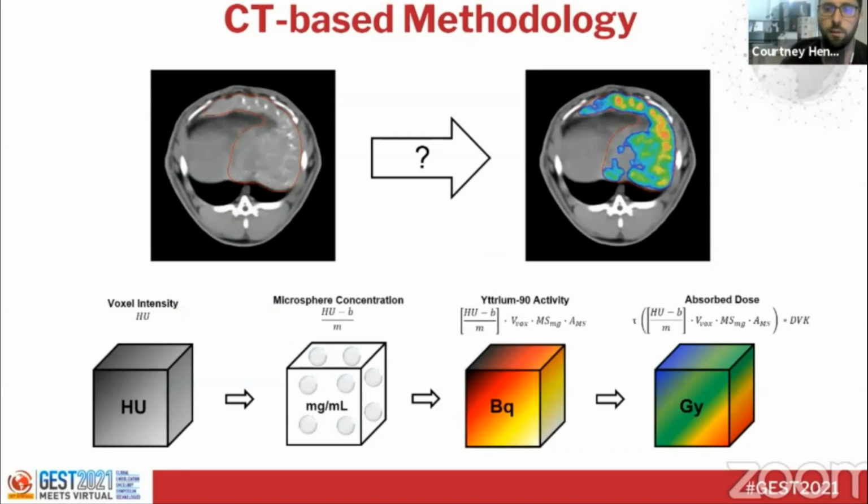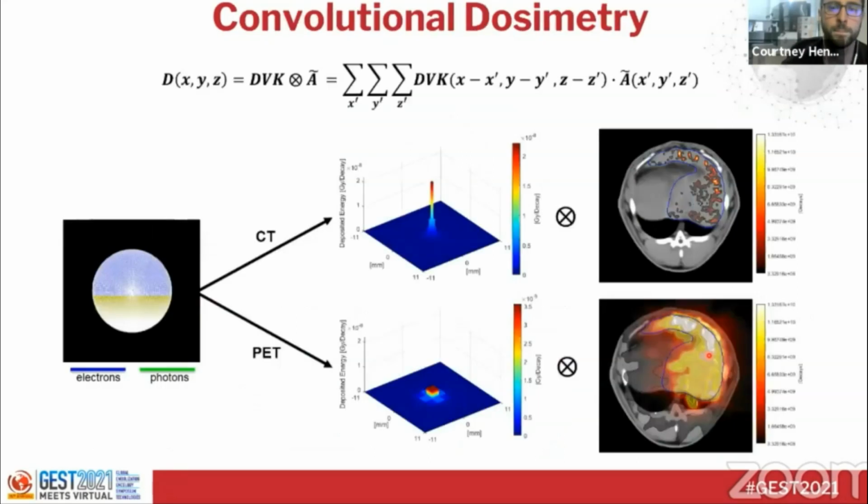So how exactly do we do that? How do we calculate the absorbed dose given a CT-based activity distribution? After we apply that calibration curve to translate a voxel's Hounsfield unit into a microsphere concentration, we can calculate the activity by multiplying that concentration by 3 factors: the voxel volume, the number of microspheres per milligram, and the microsphere's specific activity. And then to calculate the dose, we perform a mathematical operation defined in the next slide.